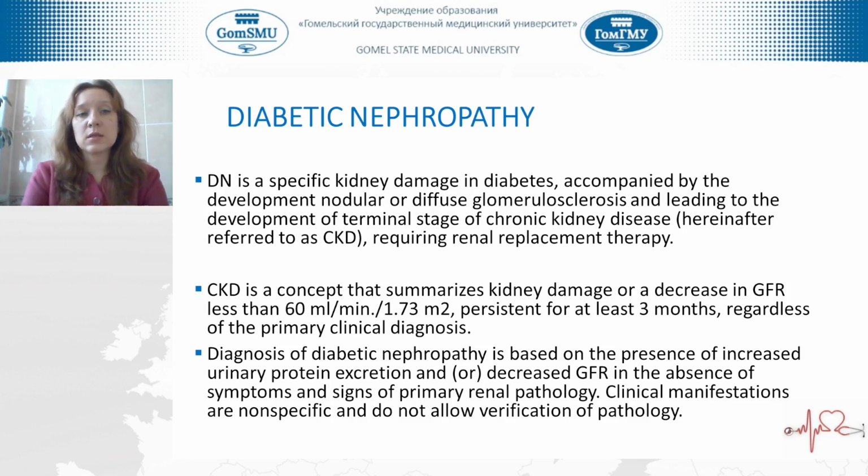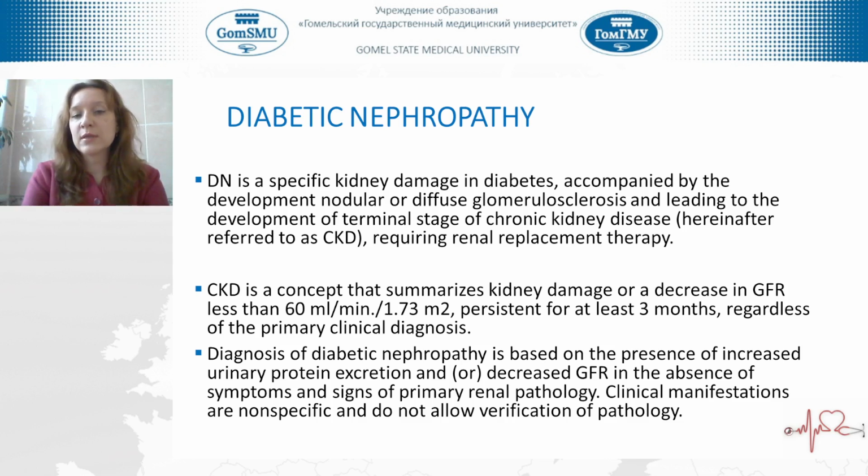Chronic kidney disease is a concept of slight kidney damage or decrease of GFR to less than 60. This chronic kidney disease persists for at least 3 months, regardless of the primary clinical diagnosis. Diagnosis of diabetic nephropathy is based on the presence of increased urinary protein excretion and/or decreased GFR in the absence of symptoms and signs of primary renal pathology.